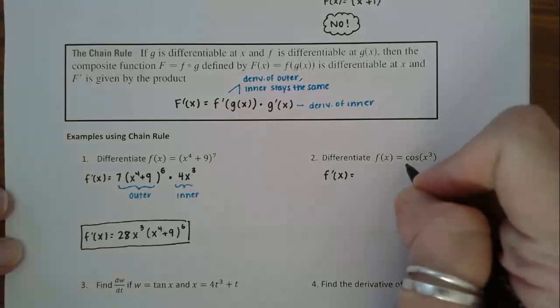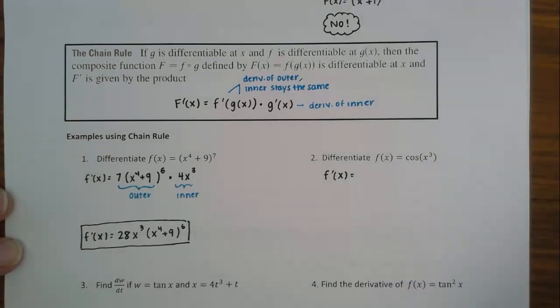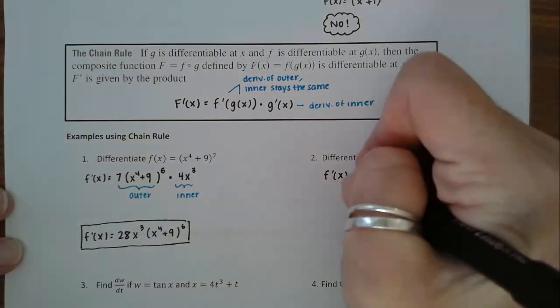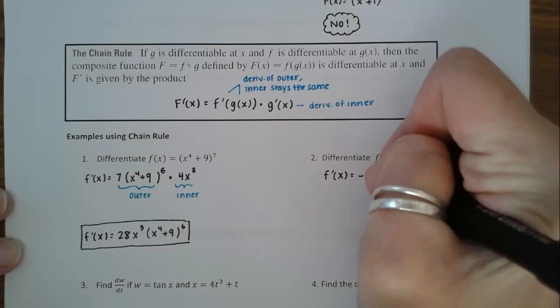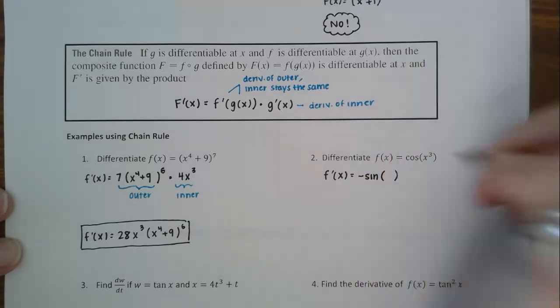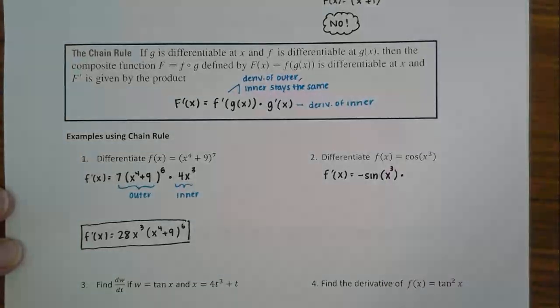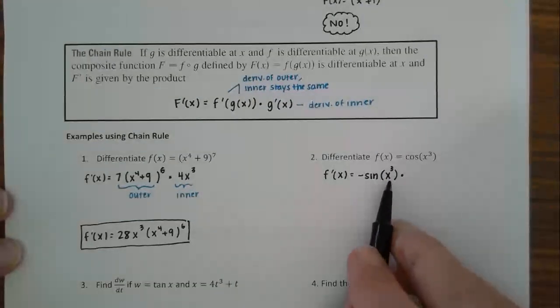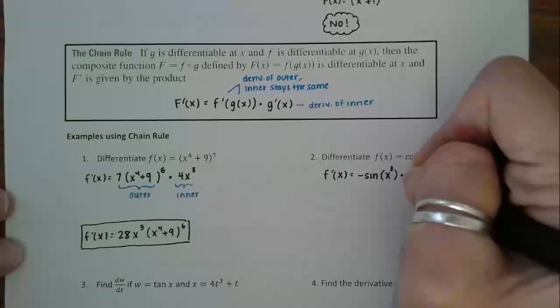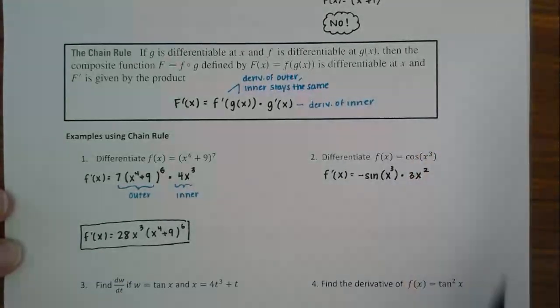So my outer function is just this cosine on the outside. I know the derivative of cosine is negative sine. Again, I'm going to open up the parentheses and I'm going to leave that stuff exactly the same on the inside. And then I'm going to multiply it by the derivative of the inside stuff. So the derivative of just that x cubed is what I want to multiply by. So that would be 3x squared.